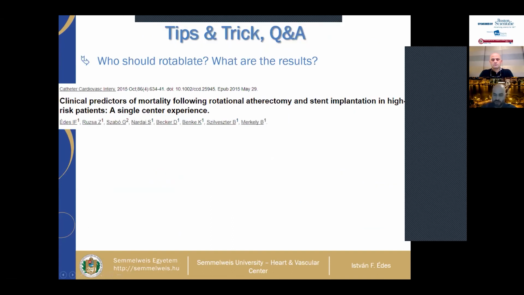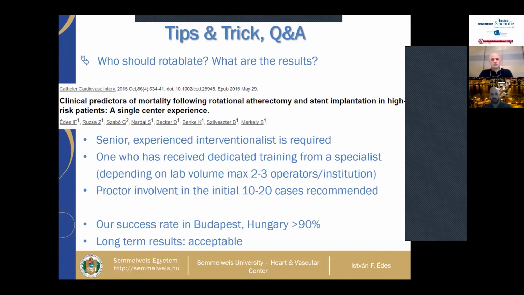The newest question that I also get is, who should rotablate, and what are the results of rotational atherectomy? Well, a senior and most experienced interventional cardiologist is required, and one who has received dedicated training from a specialist, either from a specialist center or a specialist course. Depending on lab volume, I'd say a maximum of 2 or 3 operators per institution is enough.